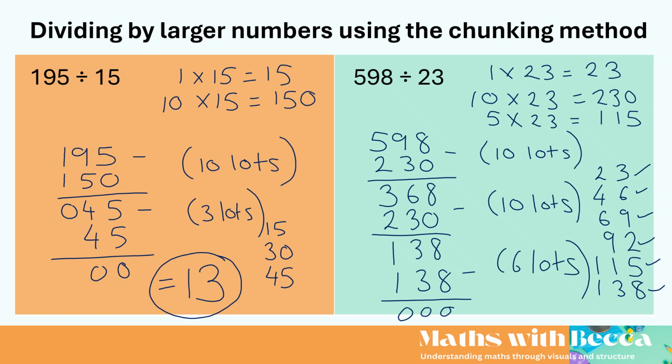So I could have used my 5 lots route there, but if that's not something that would make sense to you or that you wouldn't think of, that's fine. You could just make your list of 23s there. So I can now see altogether I did 10 lots, and another 16 lots, which is 26 lots in total. So 598 divided by 23 is 26.